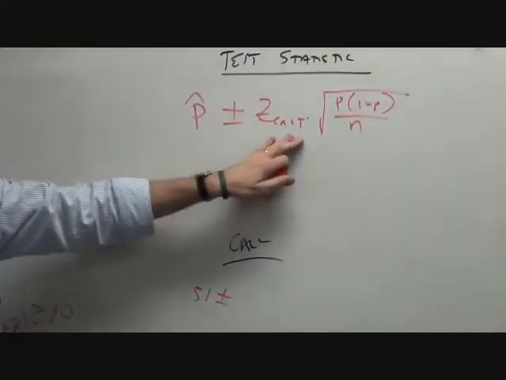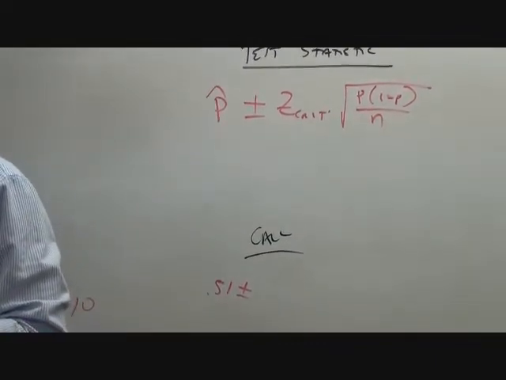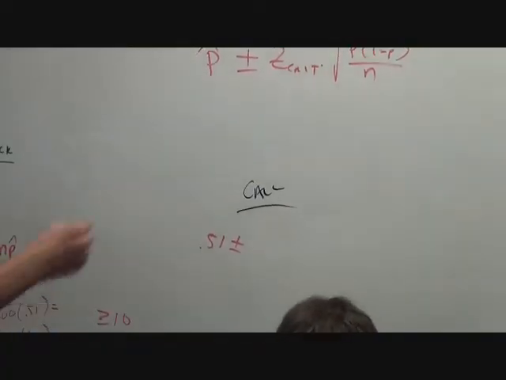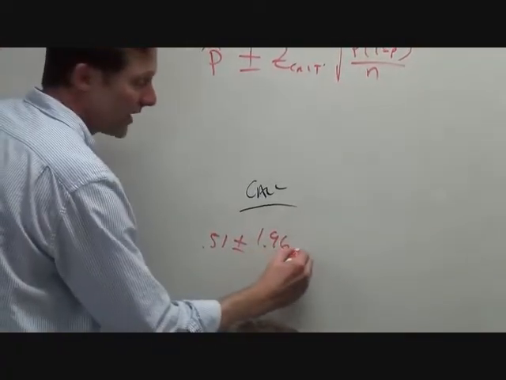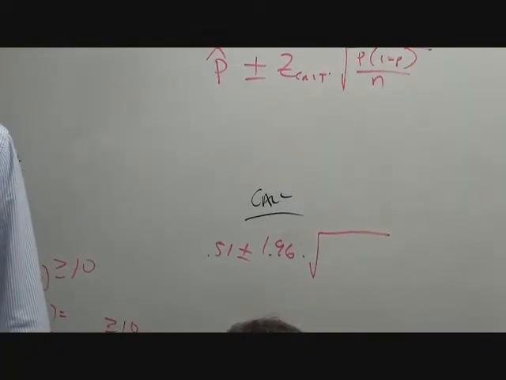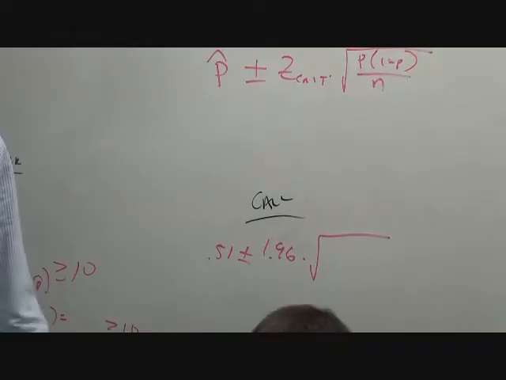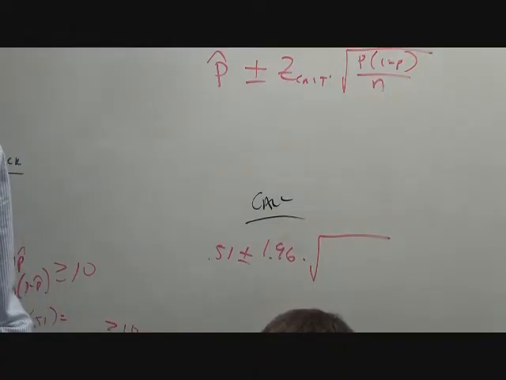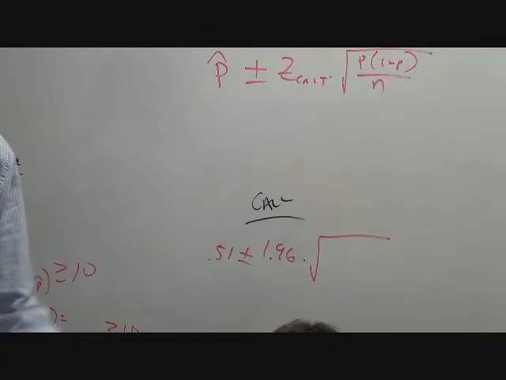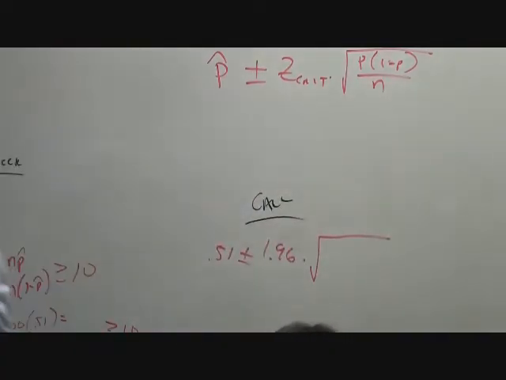So what is the z-crit value for a 95% confidence interval? 1.96. You guys got that memorized? Good. 1.96 times the square root of? That's not what the formula says. We don't know that, do we? So what are we going to have to do again? Okay. Does everybody see that?